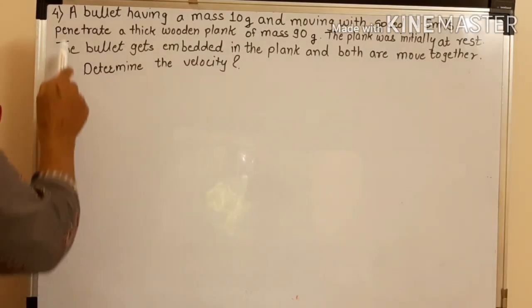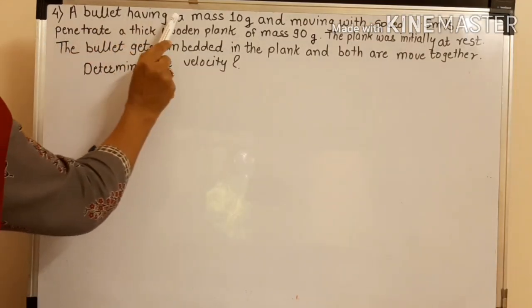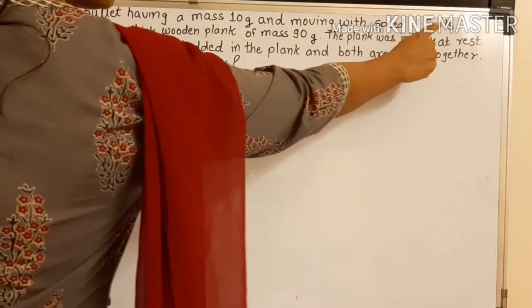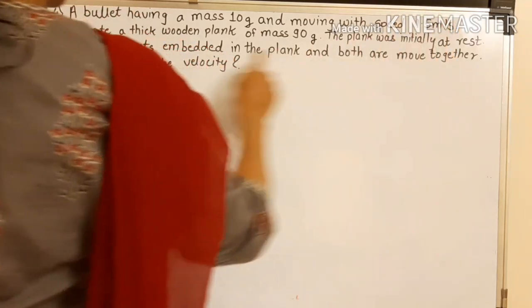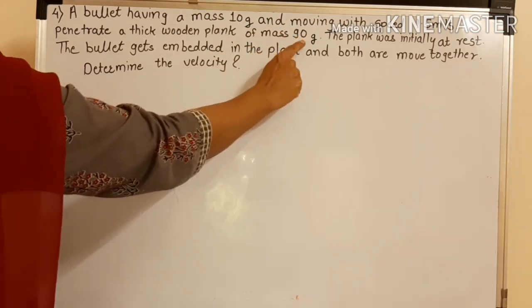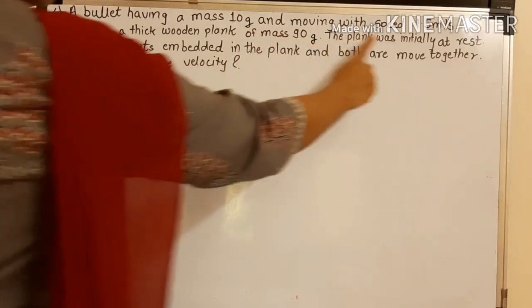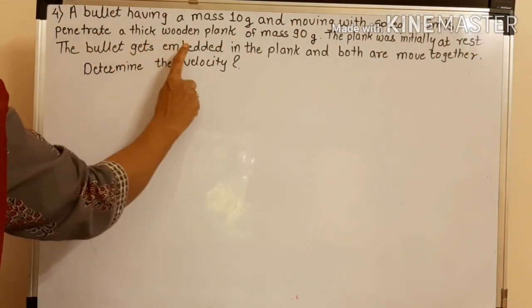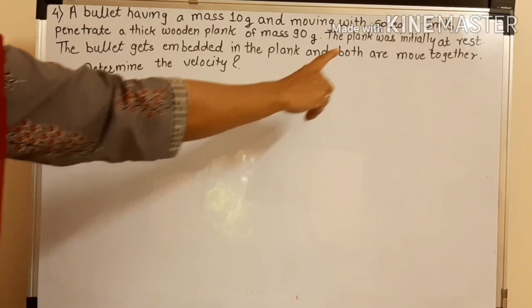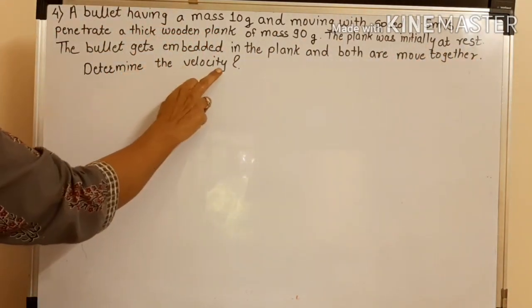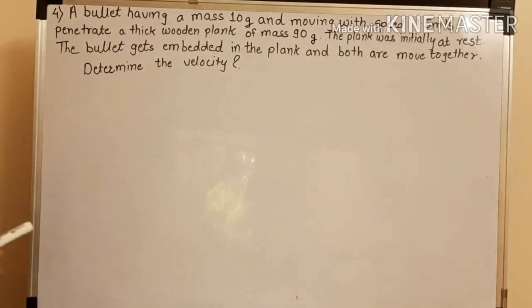Problem number 4. A bullet having a mass of 10 gram and moving with a speed of 1.5 meters per second penetrates a thick wooden plank of a mass of 90 grams. The plank was initially at rest. The bullet gets embedded in the plank and both move together. Determine the velocity. Now see here, first we understand what is given in this problem.